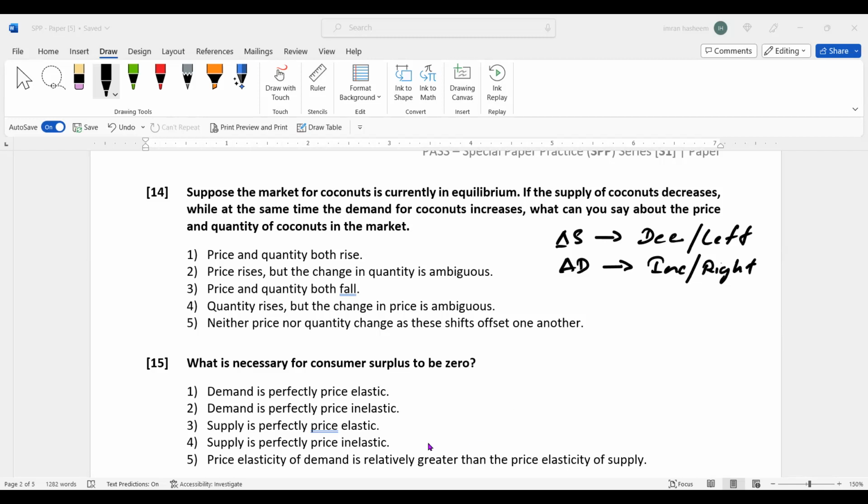Okay, I'm getting a response. Price increase, change in quantities. Okay, very good. Not sure, no?